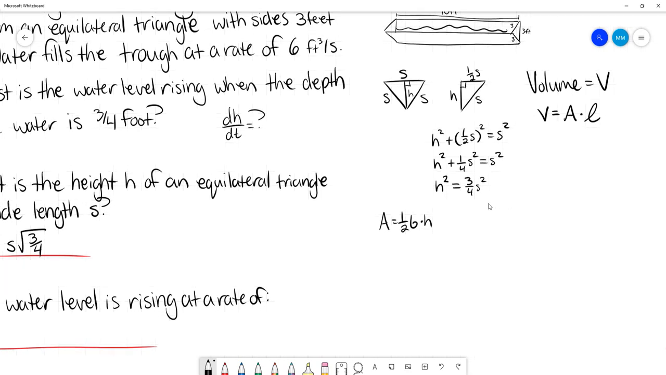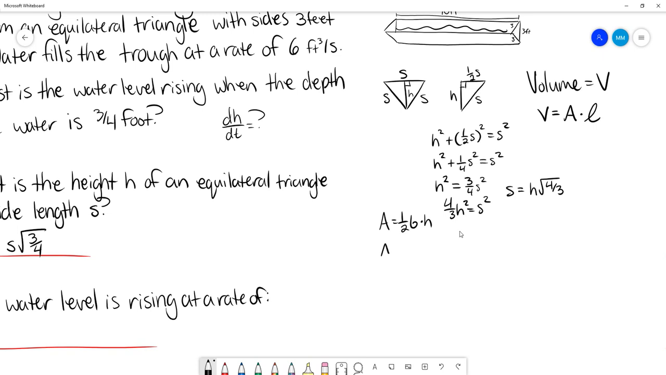Well, we want it in terms of H because we're looking for dh/dt. So I want my base, which is going to be an S, obviously, because it's our equilateral triangle, to be in terms of H. So I'm going to take this and go the other way. I know I'm going to undo this, so I'm going to get 4/3 H squared equals S squared, right? And then S equals the square root of that, so it's going to be H times that.